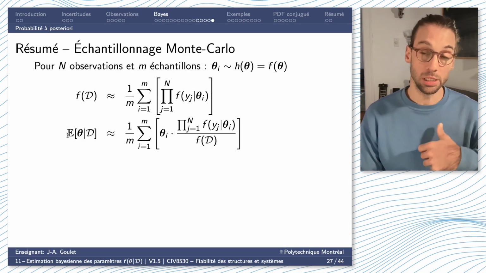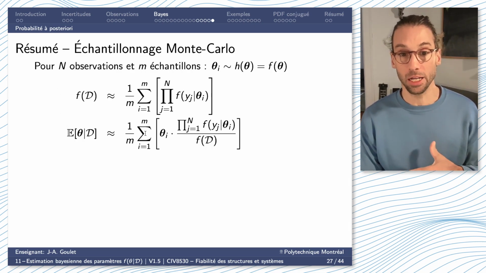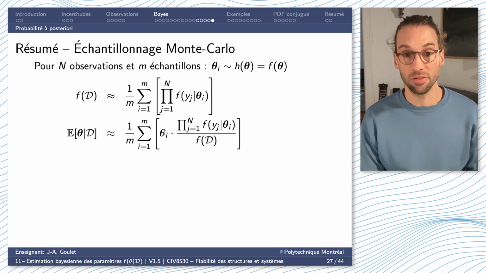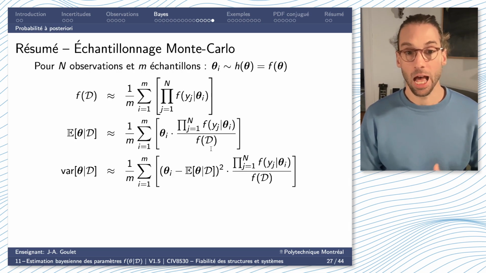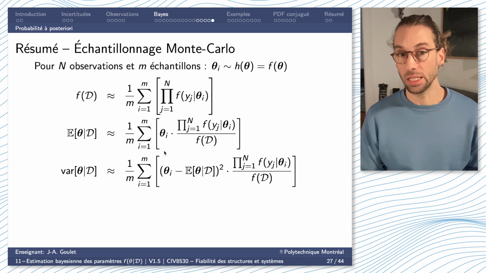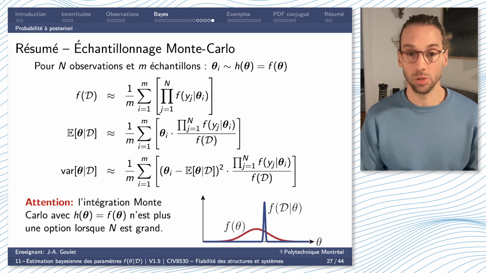If I want to compute the expected value for my posterior, I can do so using this, where each of the values that I sample of theta is weighted by the product of the likelihood for my n observations divided by my normalization constant. I can do the same thing for my variance, but instead of using theta, it's going to be theta minus the expected value computed here.